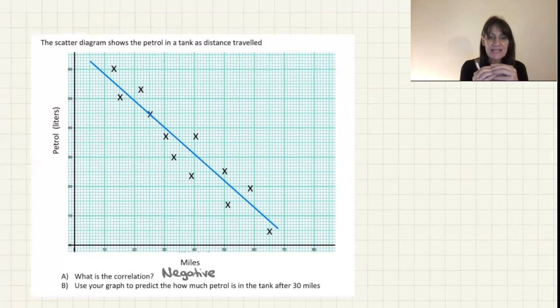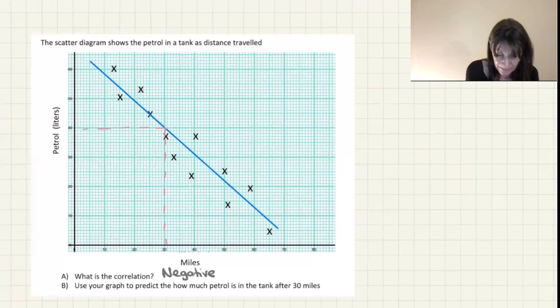I need to predict how much petrol is in the tank after 30 miles. So I'm going to go to the miles axis, which is this one. I'm going to go to where the 30 is, and I am going to mark on my graph so my examiner can see exactly what I'm up to. I'm going to follow that 30 line up until I hit the blue line. And then I'm going to come across.